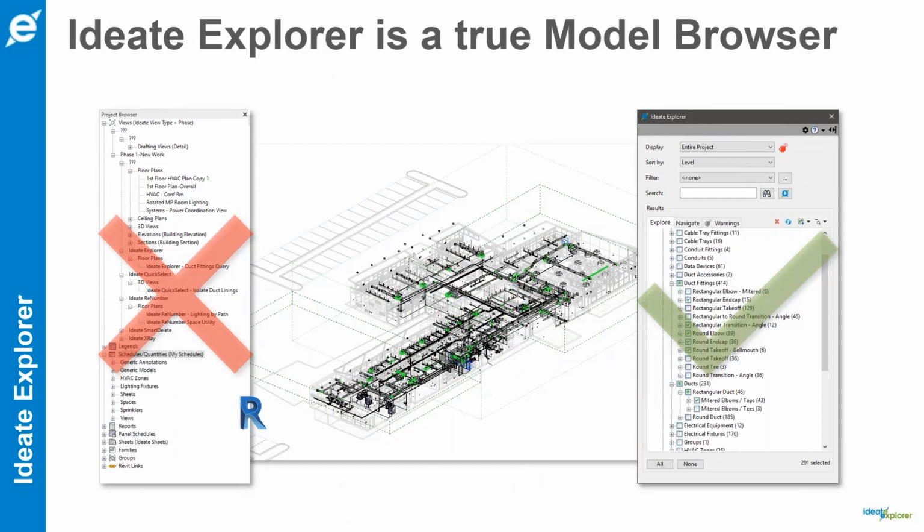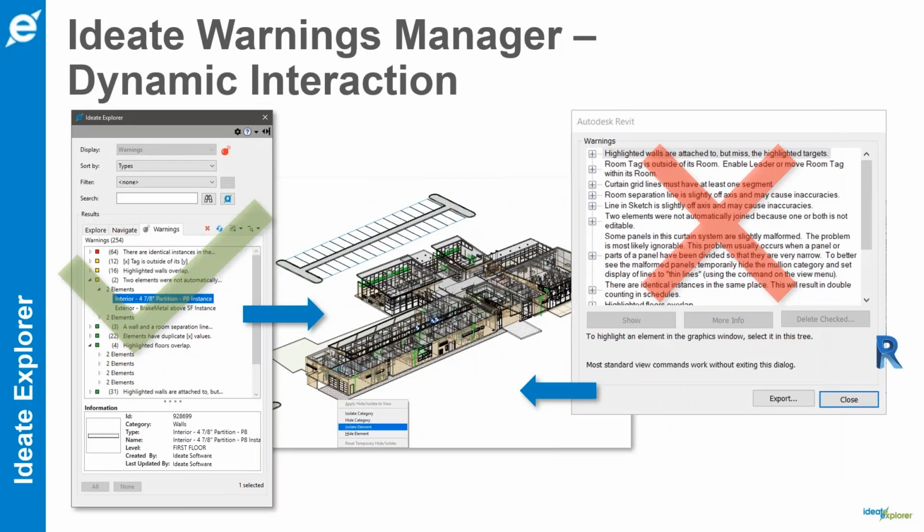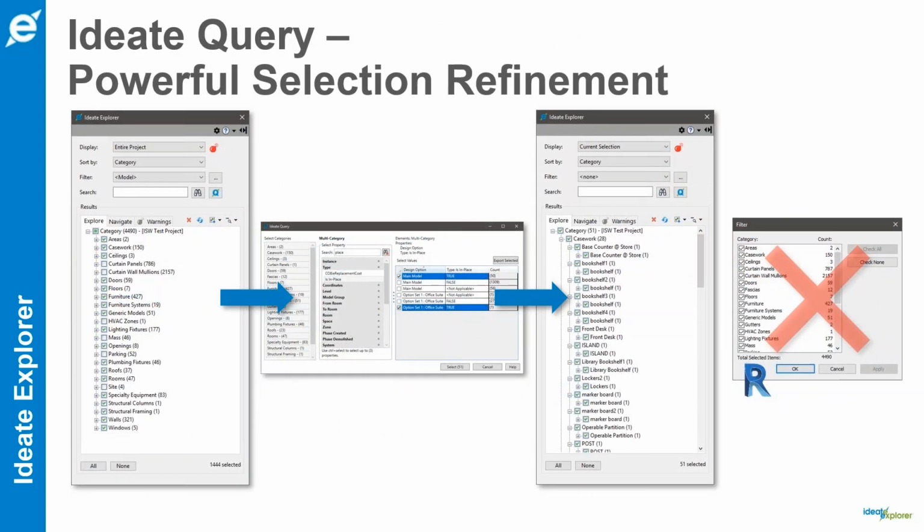In addition to that model browser aspect, we also have a warnings manager. We're not going to talk about the warnings manager today, but we have a number of videos and webinars that specifically focus on this aspect of Ideate Explorer. I'll point you in that direction. If you go to our website under videos, go to Ideate Explorer and you can see the videos specific to the warnings manager. But what we're here to talk about today is Ideate Query.